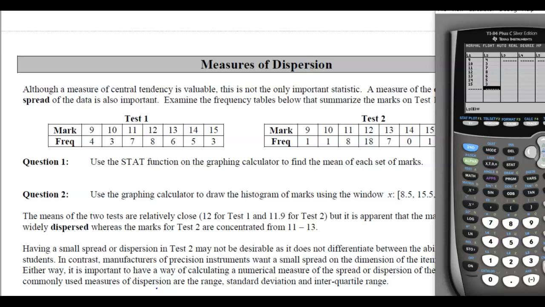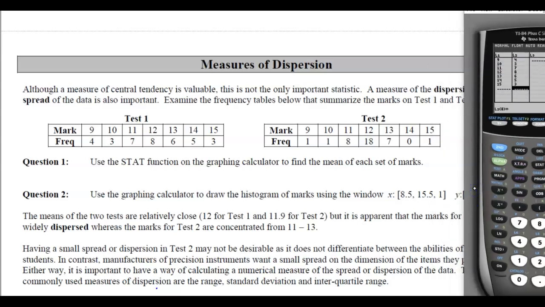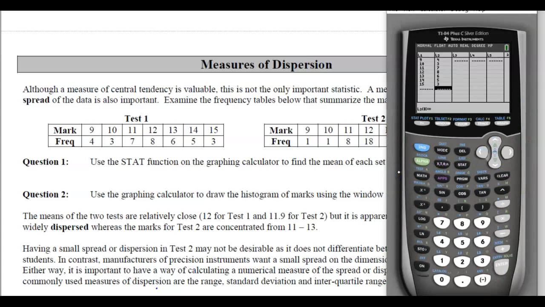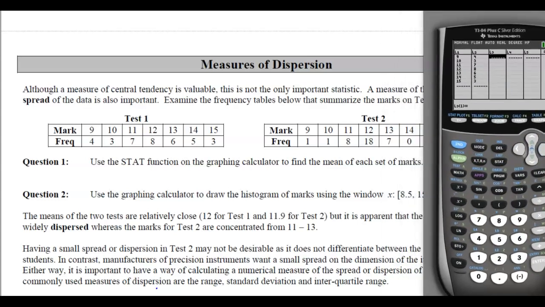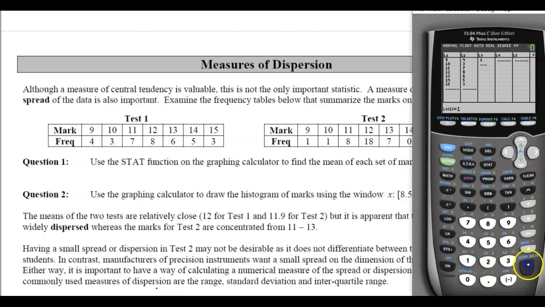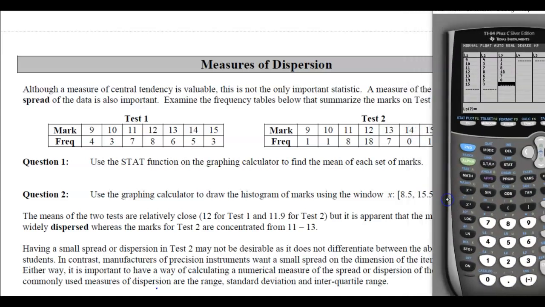Okay. Test 2, take a look. Those values for the marks are exactly the same, so I'm not going to put it into L3. I can reuse L1. My frequency for test 2 will go into L3. Again, save yourself some time. So 1, 1, 8, 18, 7, 0, 1.